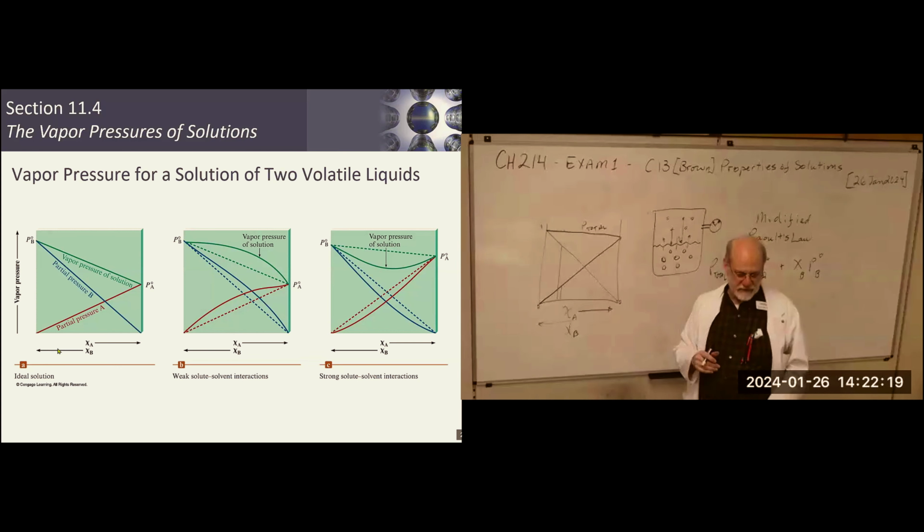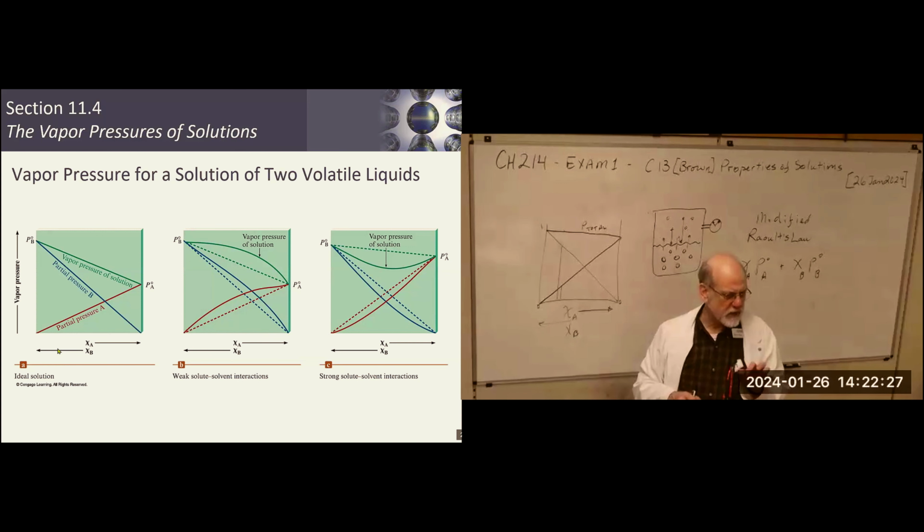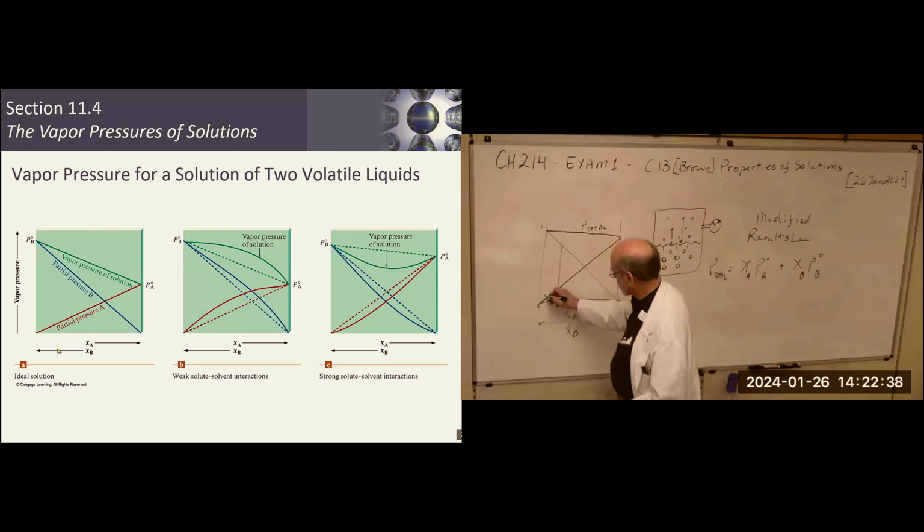Now, non-ideal can come in two varieties. One is where there is either a weak solute-solvent interaction or actually a repulsive interaction where they repel one another. And in that case, you're going to get a deviation like this, positive and positive. And then when you add those together, you get a positive like that.